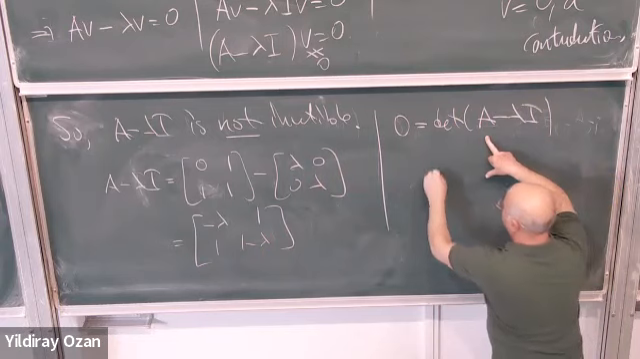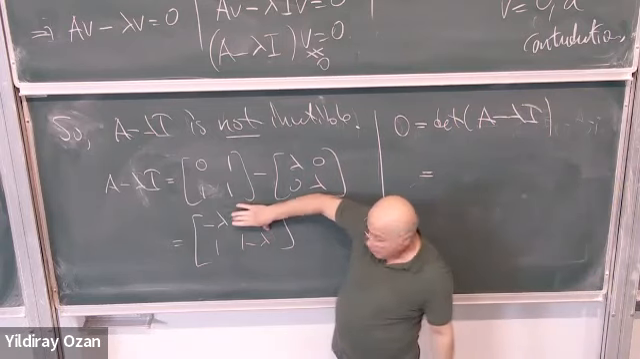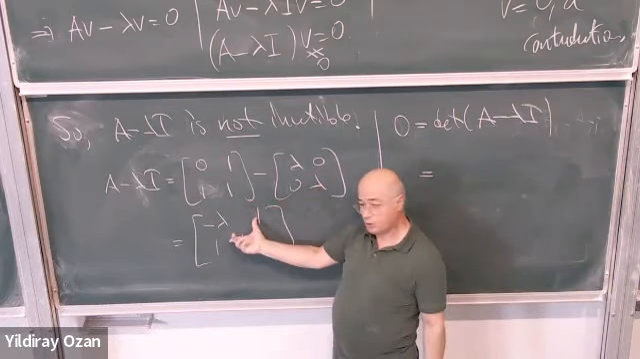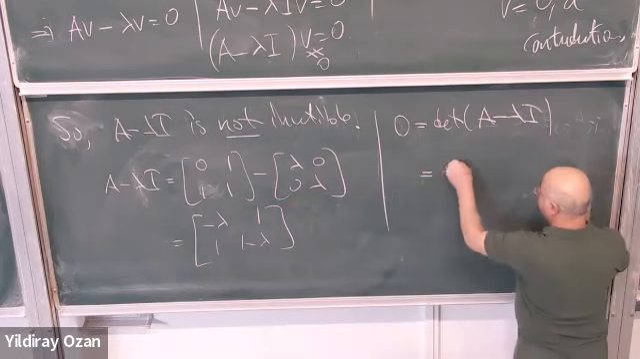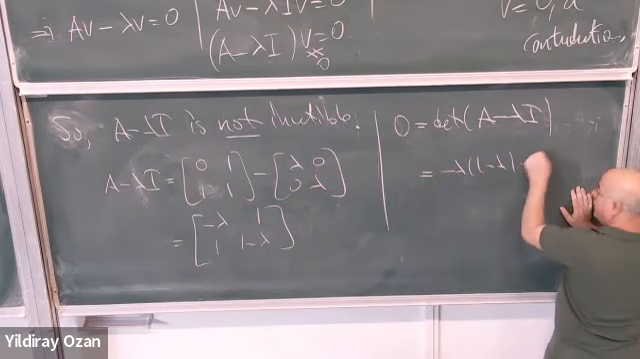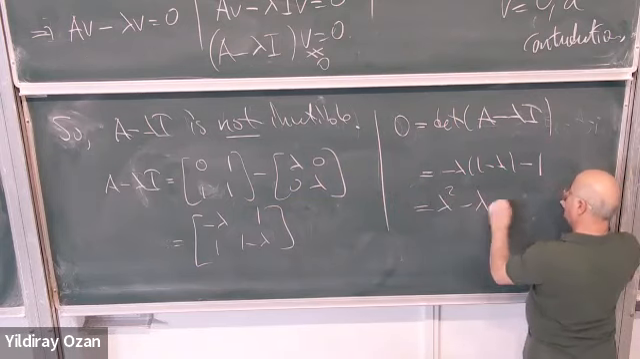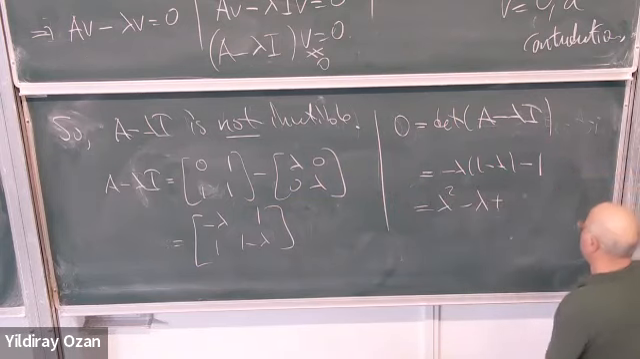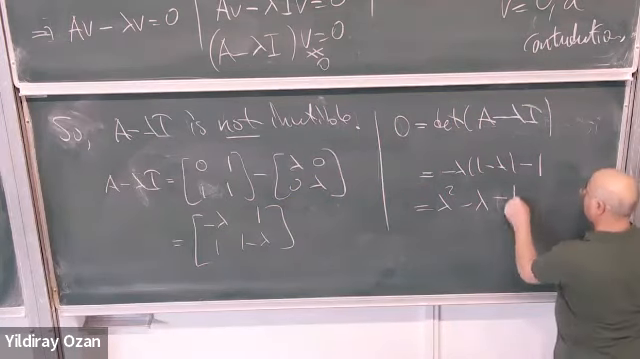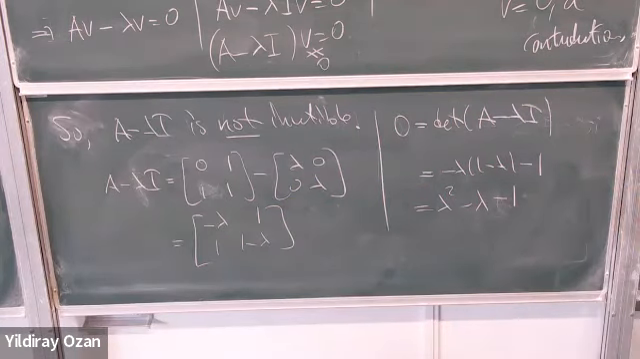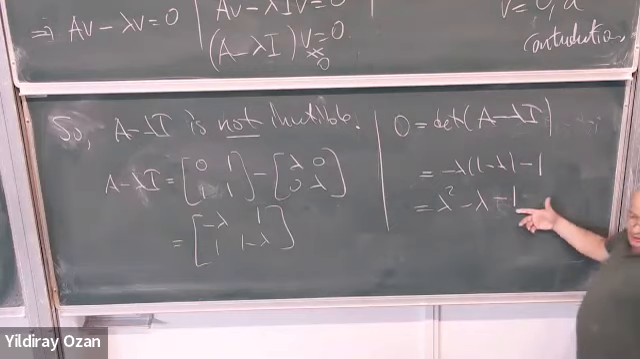But what is the determinant? Determinant is just product of these two minus product of these two. So it is minus lambda times 1 minus lambda minus 1. This is just lambda squared minus lambda minus 1. So this should be 0.